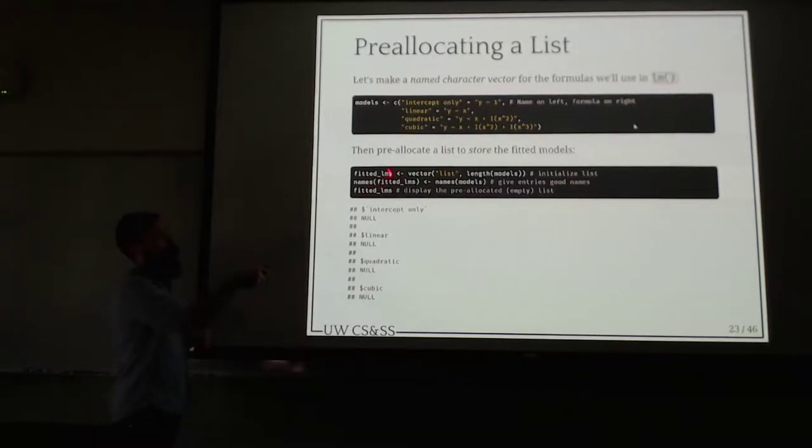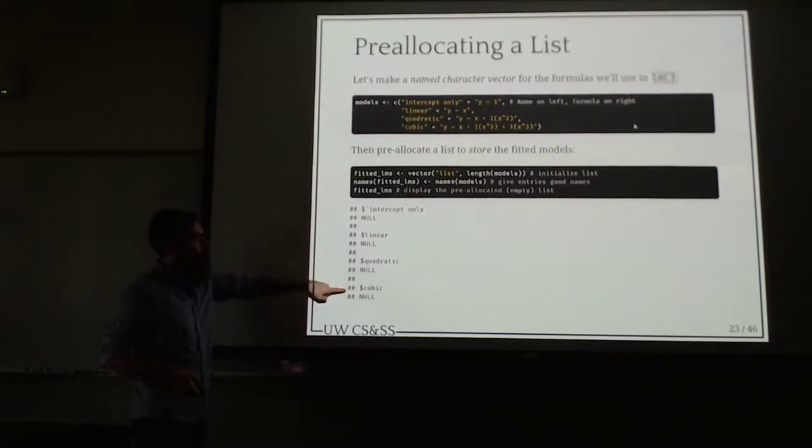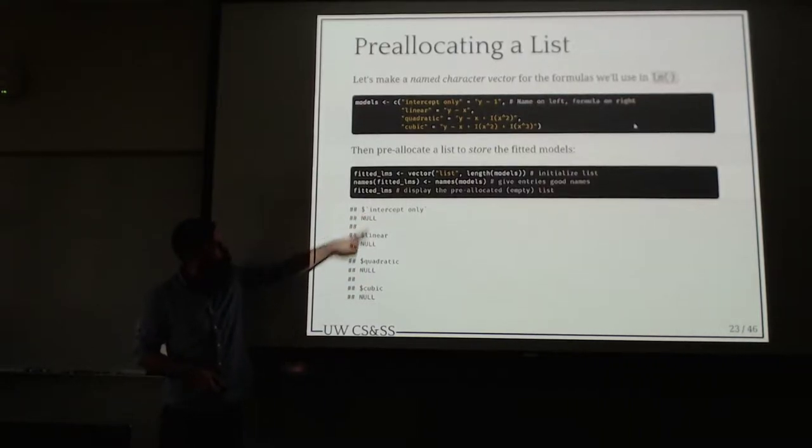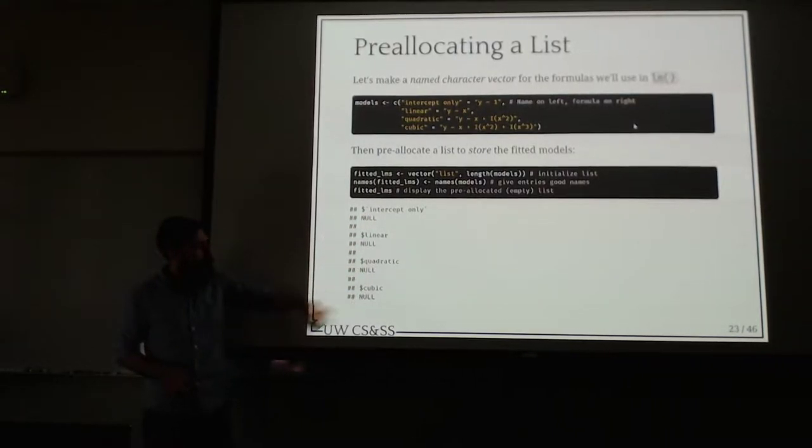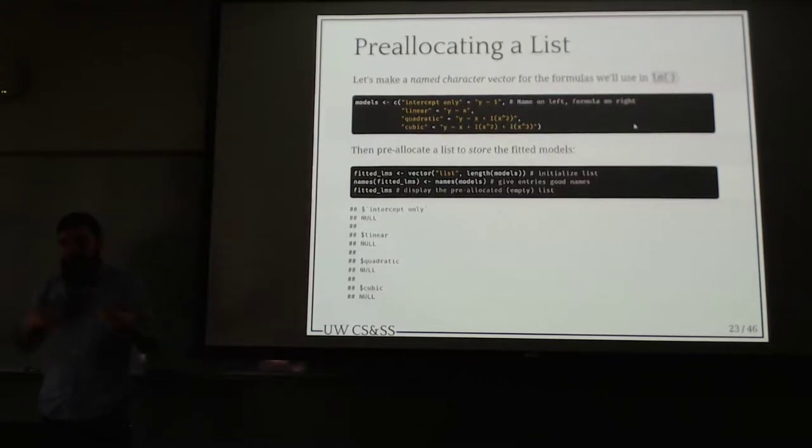The names we are going to assign to each element of that list are just the names of the models. So names of fitted lms is going to be equal to the names of models. And then this is what that object is. Its first element is intercept only, its second is linear, its third is quadratic, its fourth is cubic. It's just an empty list. It's null, null, null, null. When you create an empty list, its elements are all equal to null. It's kind of like NA, but beyond that. It's saying no element even exists here.